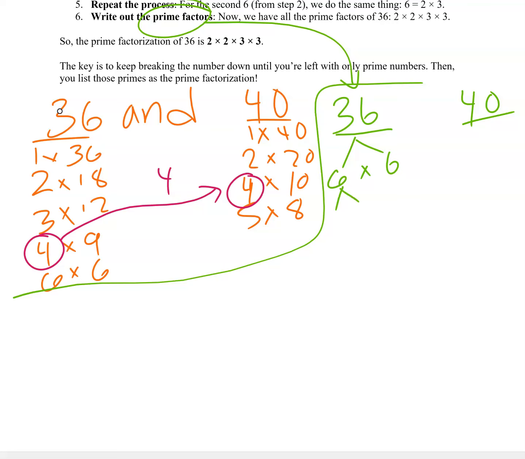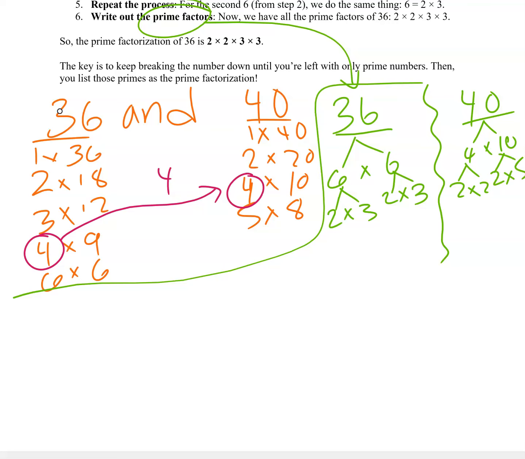So 6 times 6 is 2 times 3. Then break down the other 6 and it's 2 times 3. Then we need to break down the 40. So you have 40 over here is 4 times 10. And then you have to break down the 4 more. So it's 2 times 2. Let me draw a line so you guys don't get confused. Then you have to break down the 10, which is 2 times 5, right?